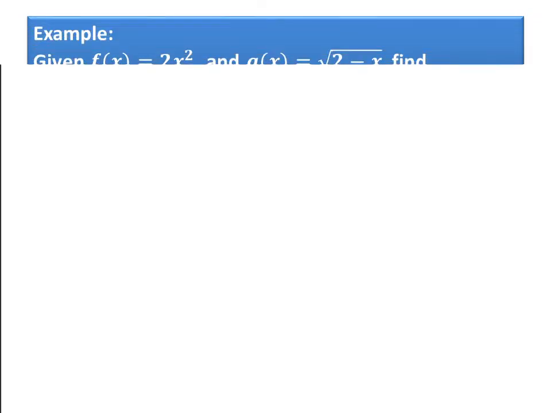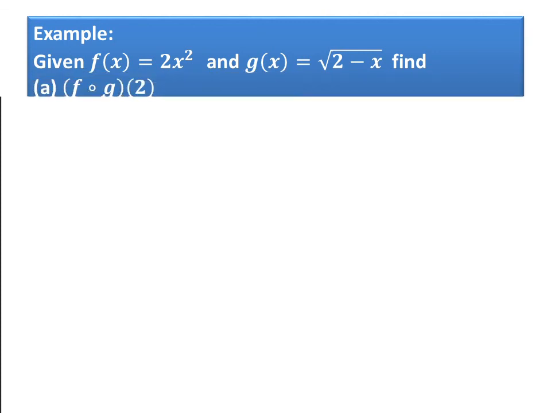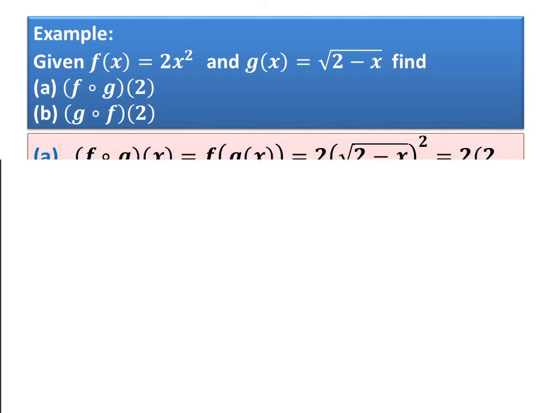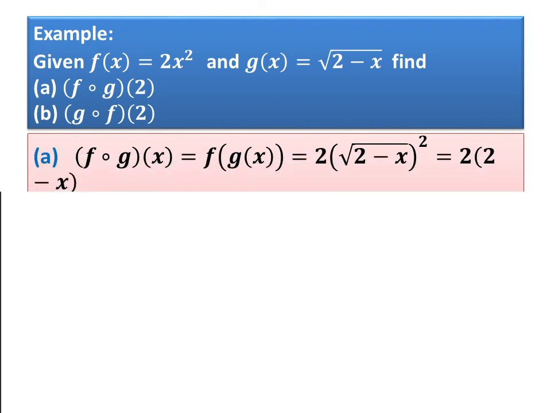Here we have an example. We have a function f of x equals 2x squared and a function g of x equals square root of 2 minus x. We are asked to find f circle g of 2 and g circle f of 2. So we start with part A, finding f circle g of x, which is f of g of x.